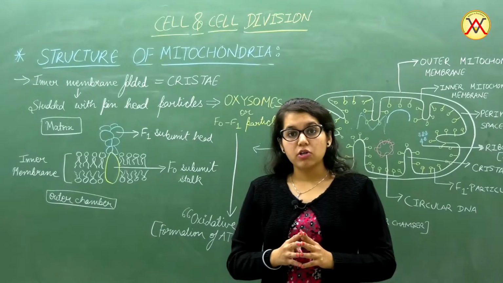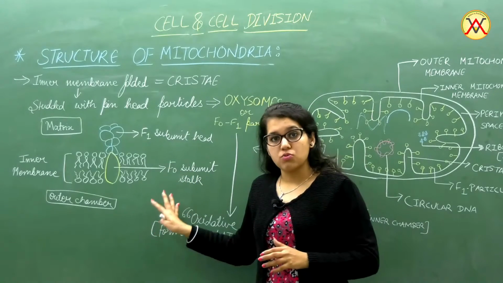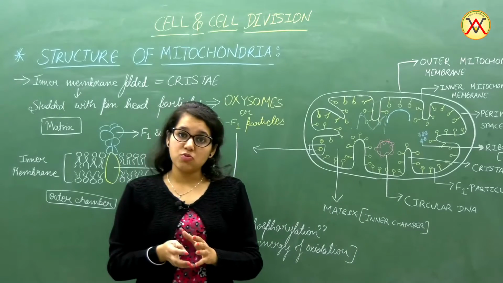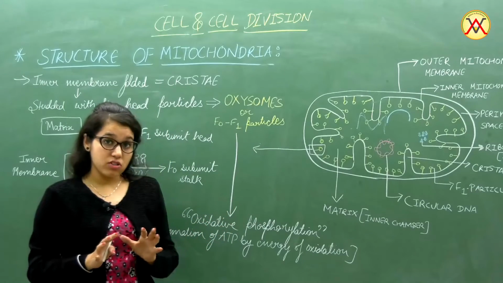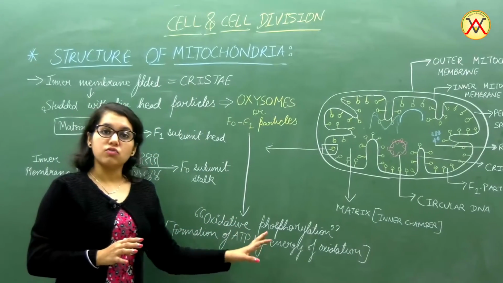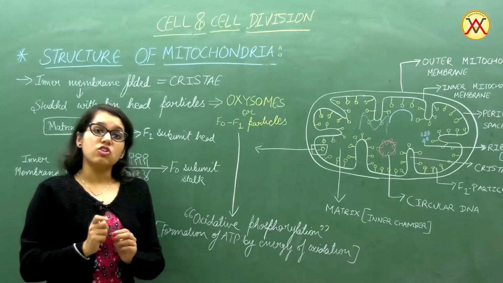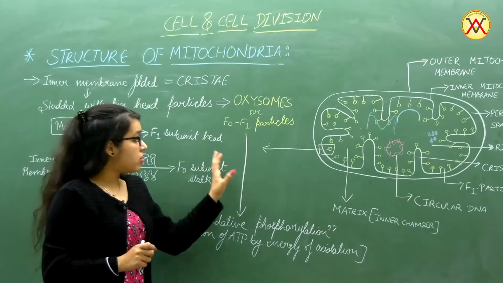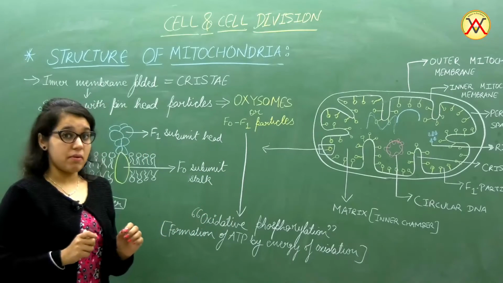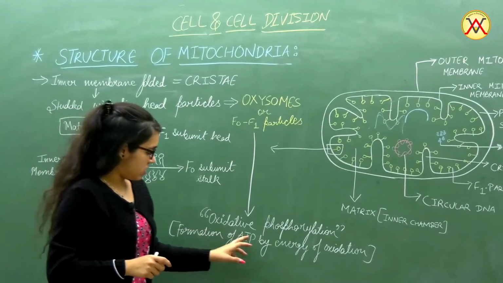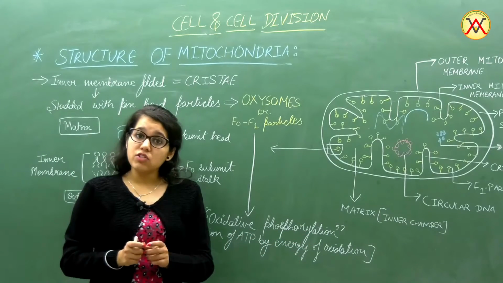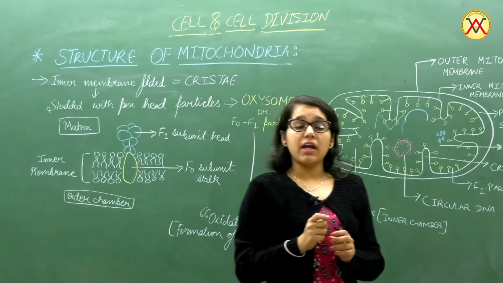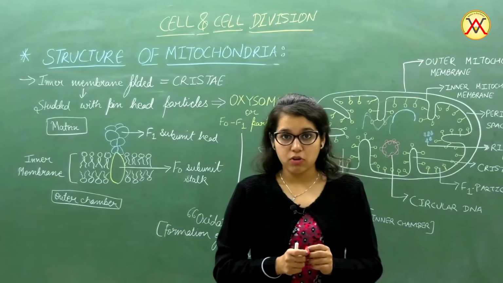Now how is it produced? It is only because of these oxysomes or F0, F1 particles; their configuration and arrangement help in the process, and that process is known as oxidative phosphorylation. Now what does the term oxidative phosphorylation mean? The oxysomes or F0, F1 particles perform a step known as oxidative phosphorylation, in which, simply put, they help in the formation of ATP by using the energy produced during the oxidation process.